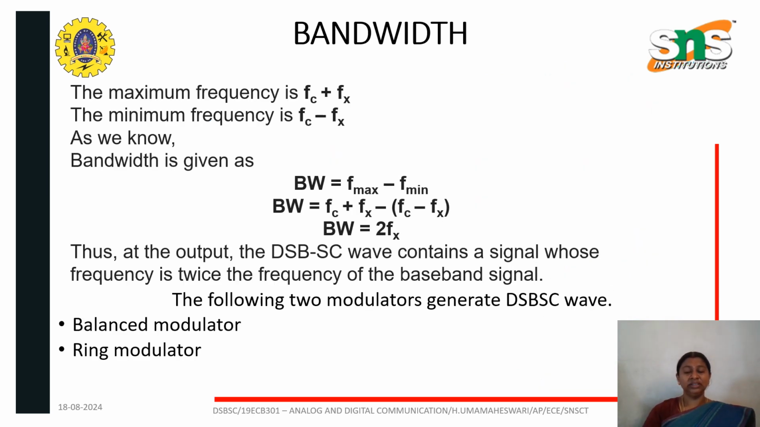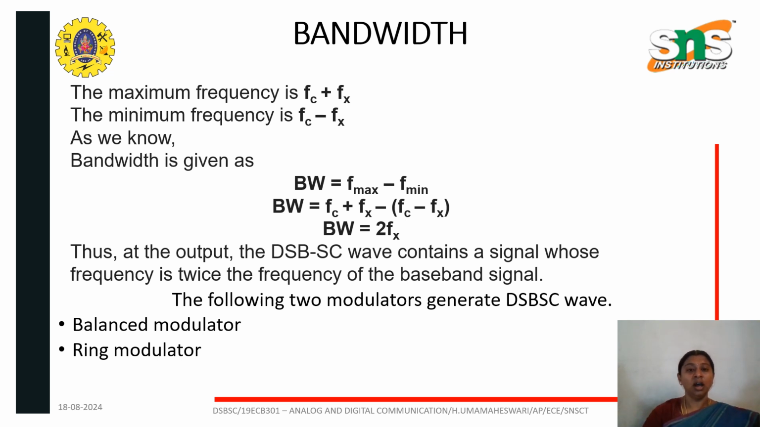As for the bandwidth, the maximum frequency is fc plus fx, and the minimum frequency is fc minus fx. As we know, the bandwidth is given as maximum minus minimum. If we take the difference of these two maximum and minimum frequencies, we'll get the bandwidth of double sideband suppressed carrier as 2fx, that is, twice the frequency of the baseband signal.